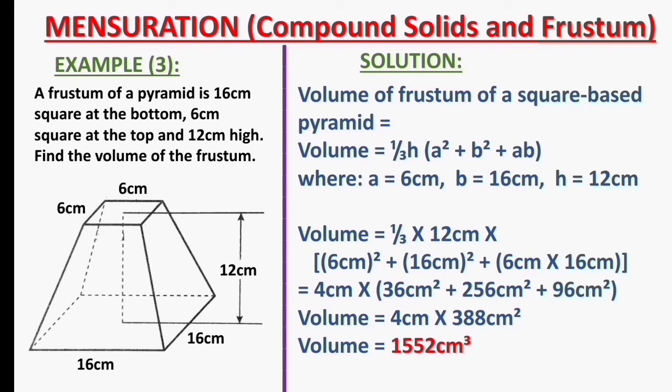Substituting these values into your formula for the volume of the frustum of a square-based pyramid and calculating, the answer for the volume of the frustum is 1552 centimeter cube.